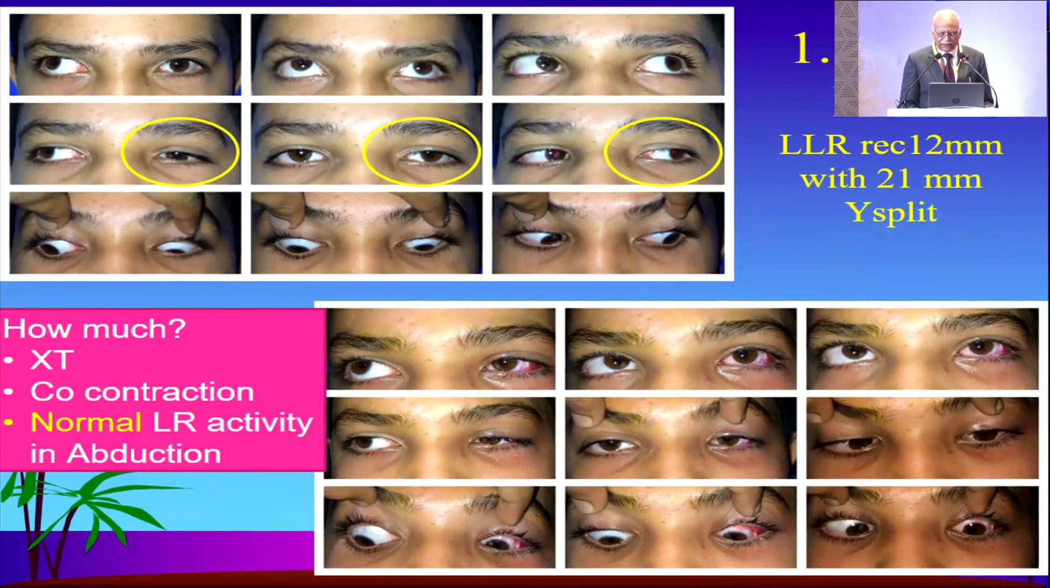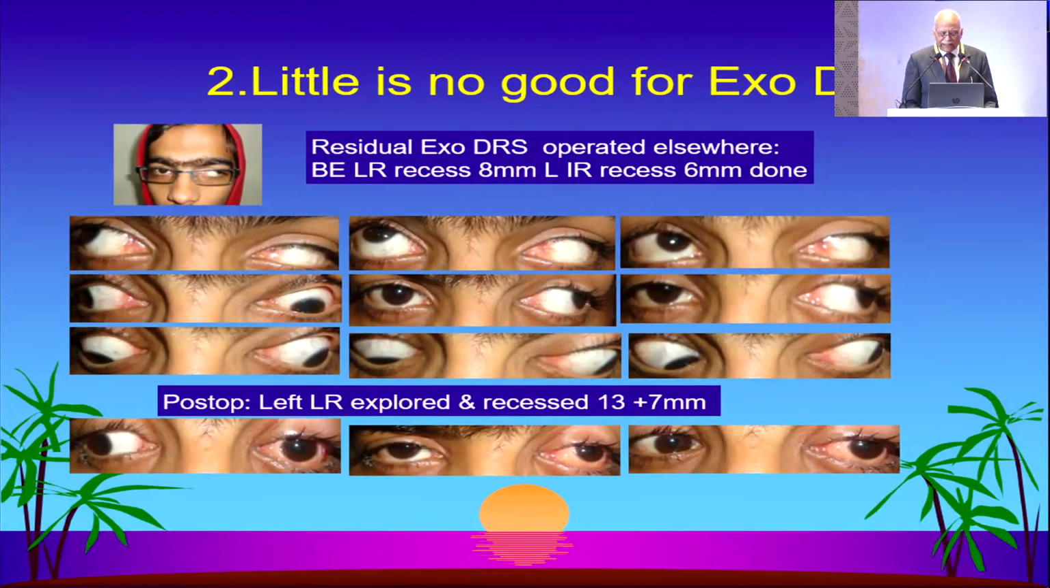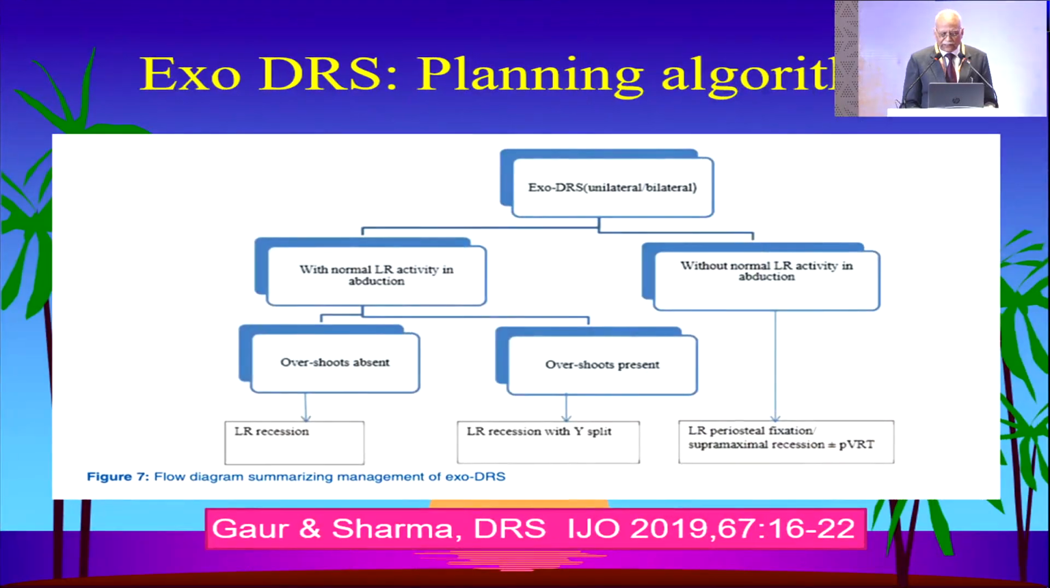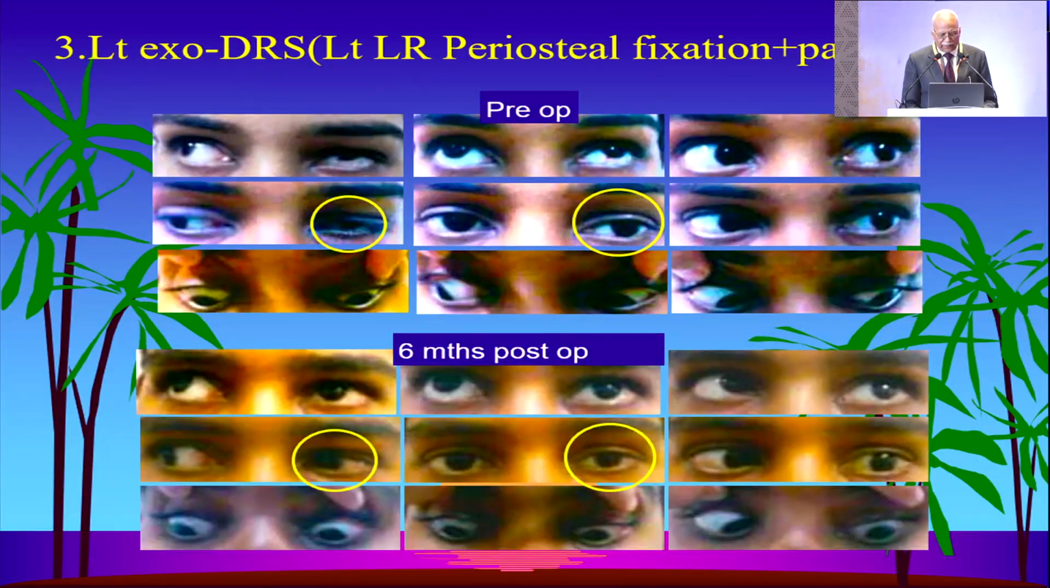So in this case, for example, an LR recession of 12 millimeters with a 21 millimeter Y-split has been done, and you find the EXO-DRS in the left eye gets corrected. There is abduction which is again conserved because you haven't sacrificed the lateral rectus fully, and on adduction he is much better, what you see here. But on the other hand, if you find there is a very strong co-contraction, you will have to do a large recession of the lateral rectus, or you might do a supramaximal recession. So again, for details, you can go in for the IJO talk.